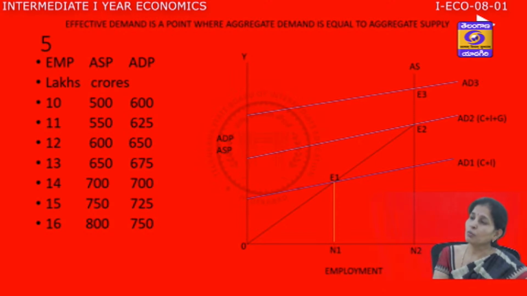So beyond the E2 point, the gap created between E2 and E3, we consider it to be an inflationary gap, because full employment is achieved and supply remains constant. The further increase in demand leads to an increase in the price.